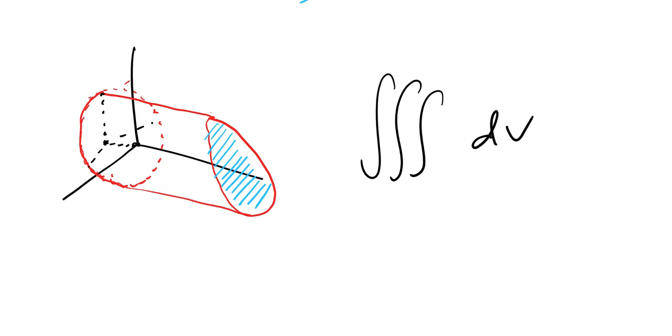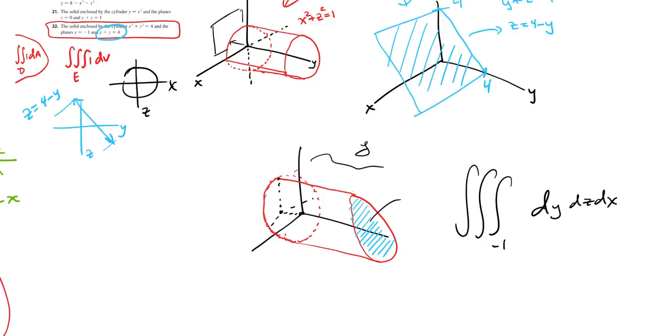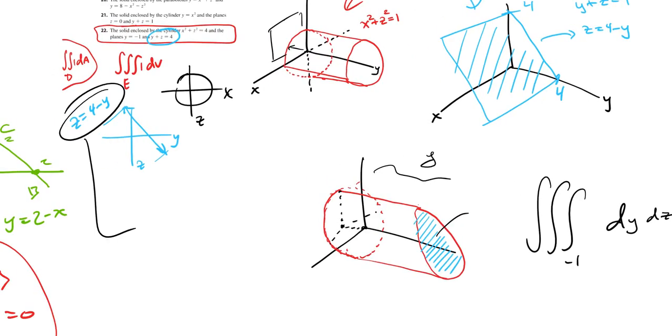What's going on in the z direction? Well, we're actually going to do this problem a little differently, because really what's happening is more what's going on in the y direction. So I'm going to do dy and then maybe dz dx like this. So in the y direction, it looks like we're going from y equals -1 to whatever this thing is. I'm going to have to change this around. This will now be y equals 4 minus z.